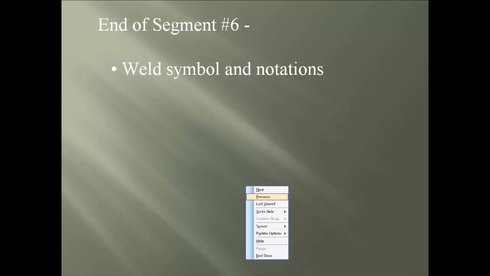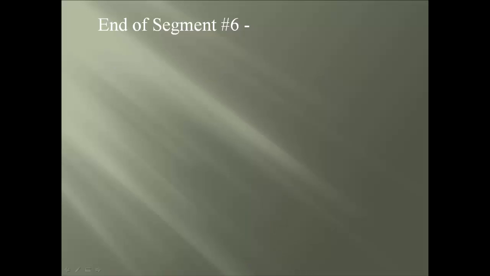We have come to the end of segment number 6, and let's review the topics covered. First, we review the actual items that make up the weld symbol, from which side of the line the arrow represents, to what the notations on the symbol stands for.